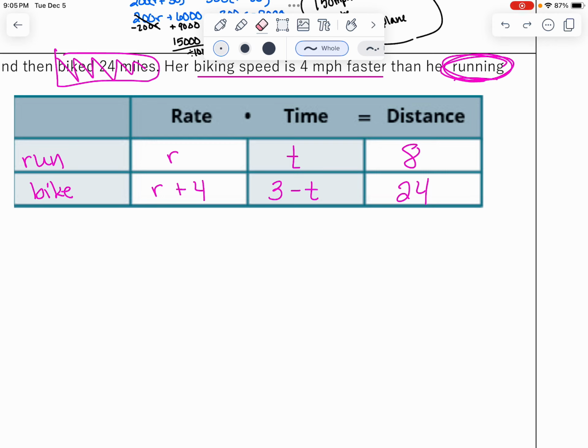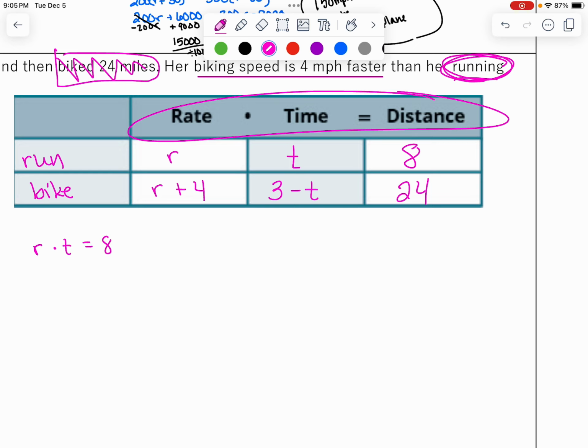Okay. This is going long, but it's so important, so I'm not deviating. Okay, what do you think the first equation is? R times T equals 8. That's so nice. What do you think the second equation is? The quantity R plus 4 times the quantity 3 minus T equals 24.